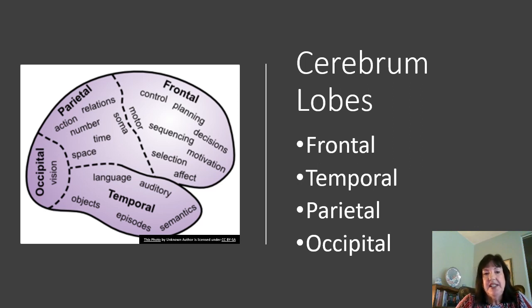Motivation is within the frontal lobe. So the types of things that motivate us to get up off the couch and do something, right? Our affect, and affect we can think of as our expression of an emotion. So someone who has had damage to this area may have problems in those areas in their behavior.